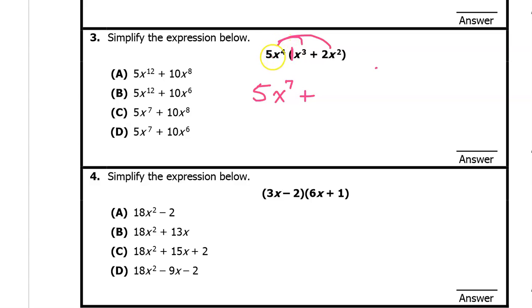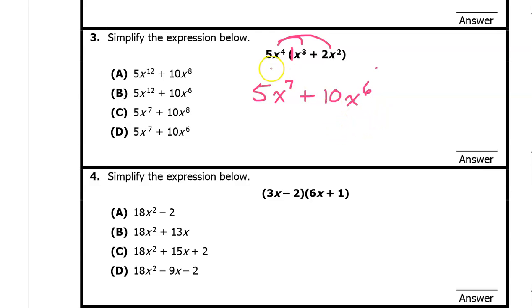Then you need to multiply the 5x to the 4th power times 2x squared. Well, the 5 times 2 is 10. Now we're doing x to the 4th power times x squared, and that's going to be x to the 6th power.